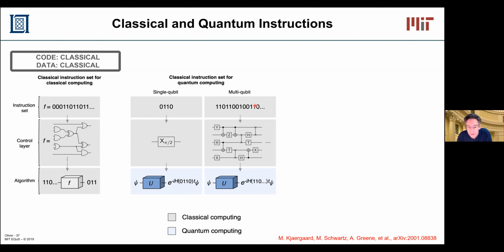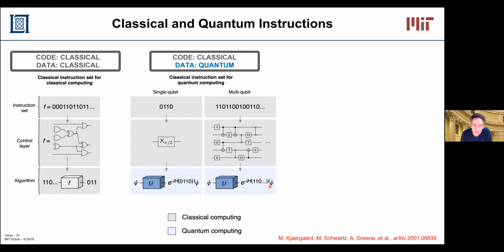Now that's the single qubit gates. We can also do a multi-qubit case. And there again, you have your musical score. The unitary is more complicated, but at the end of the day, it's basically the same idea. You take some input state and you have this operator that applies to it, okay, to get your output state.